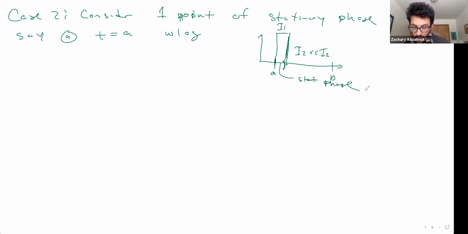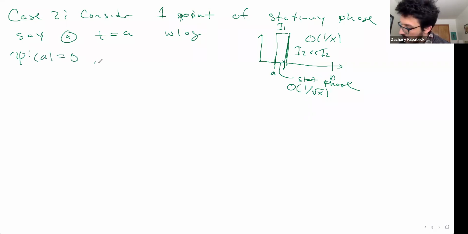And the reason that this part is going to be a lot smaller, it's going to be order 1 over x as opposed to the stationary phase region, which is going to be order 1 over square root of x, is that if there's no stationary phases in this part here, you can treat this as you would in case 1. You could do integration by parts. So if you just want the leading order terms, you can just look in this little region around the stationary phase. Okay. So in that region, phi prime is equal to 0.